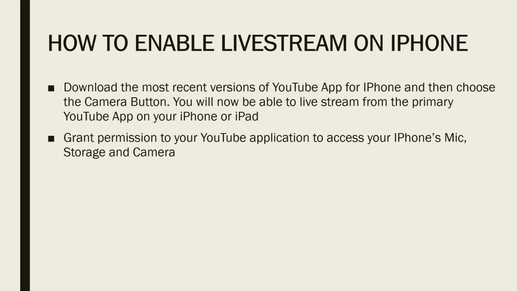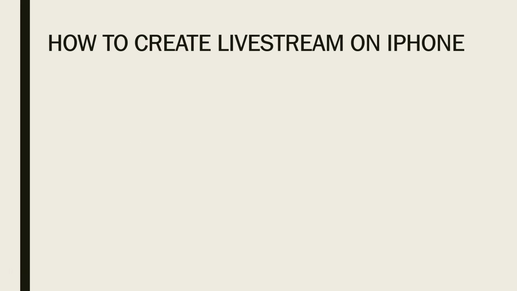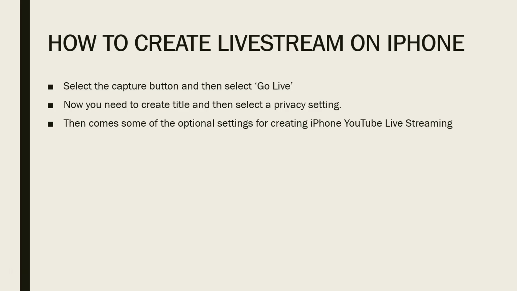Then you want to grant permission to your YouTube application to access your phone's mic, storage, and camera. Then you need to verify your YouTube channel. Then you can choose to go live. Then you need to select the capture button and select Go Live. Then you need to create a title and then select your privacy setting, again, public.